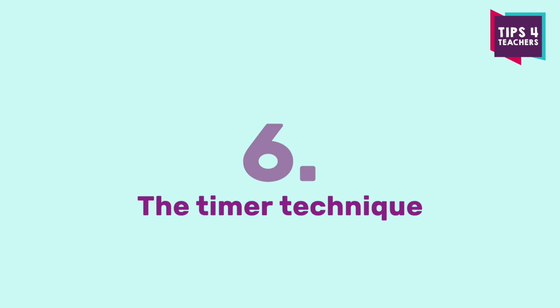Number 6, the timer technique. So you know that thing where you're teaching the class and they're lovely and silent when all of a sudden some noise bubbles up. So you find yourself having to pause. And you pause and they go silent again. And you continue teaching and then the noise bubbles up again. So here's a great technique to deal with that. This technique works really well because it shows the children how much time they are wasting.